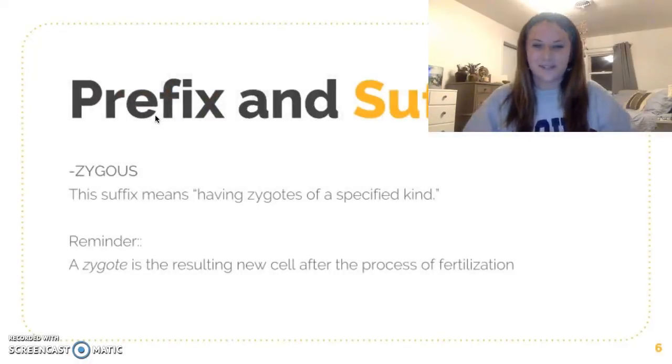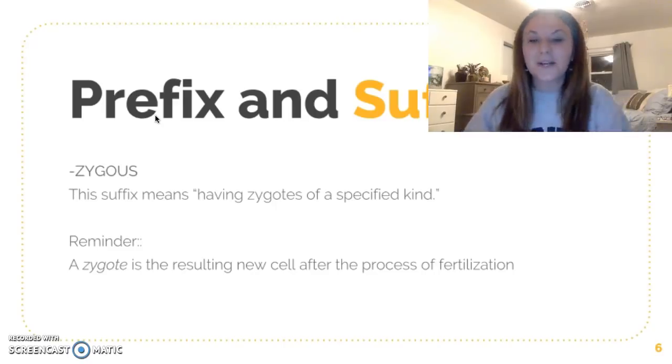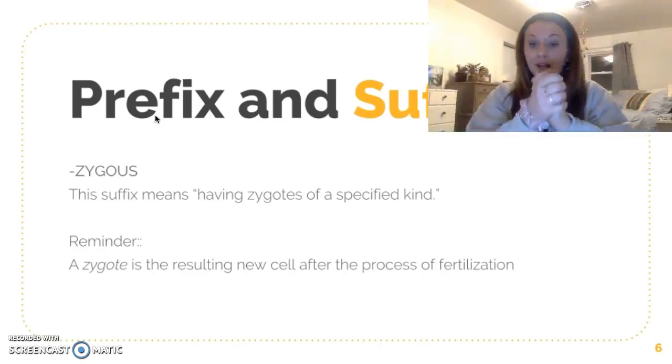And then our suffix. We only have one suffix to go over, and this is zygous. When you see the suffix zygous at the end of a word, it means having zygotes of a specific kind. What does that mean? You might not remember what a zygote is, so that's why I put this reminder at the bottom. A zygote is the resulting new cell after the process of fertilization. When egg and sperm come together, they make that new cell. That new cell we refer to as a zygote.